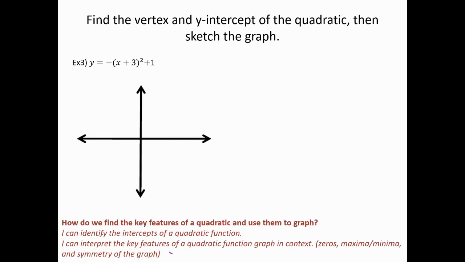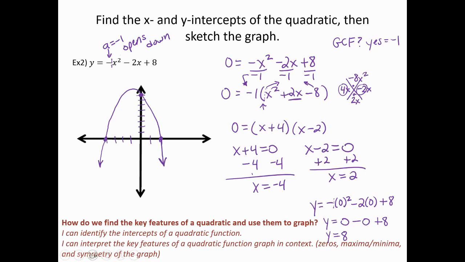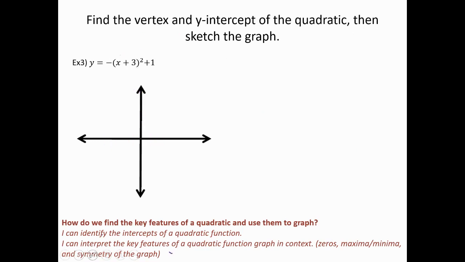We have to find the vertex and y-intercept of the quadratic, then sketch the graph. All right, let's go forward. There we go. So the vertex, remember, comes from h and k. And so my vertex here would be negative 3 and 1.